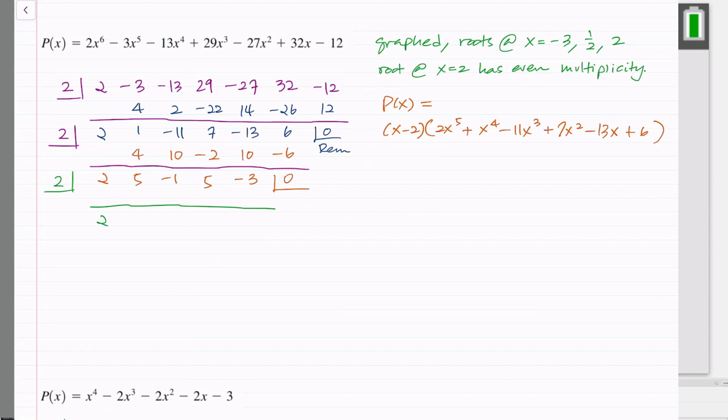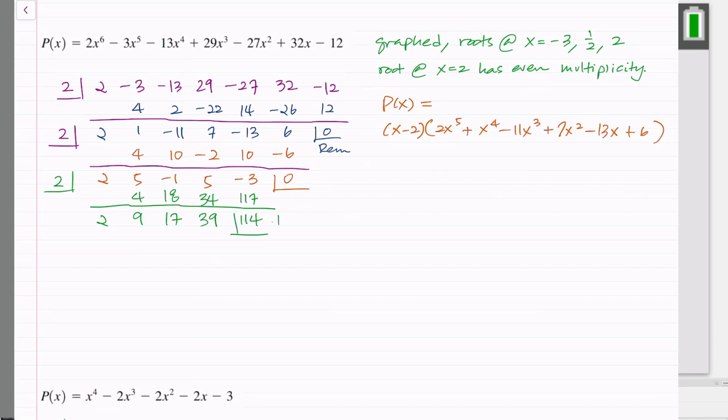Bring down the 2. 2 times 2 is 4. 5 and 4 is 9. That's not good. 2 times 9 is 18. Negative 1 and 18 is 17. 2 times 17 is 34. 5 and 34 would be 39. And that's not good. 2 times 39, that's going to be 90 and 27, that's like 117. So negative 3 in that is going to give me positive 114.